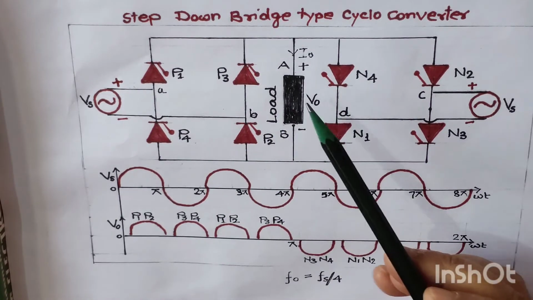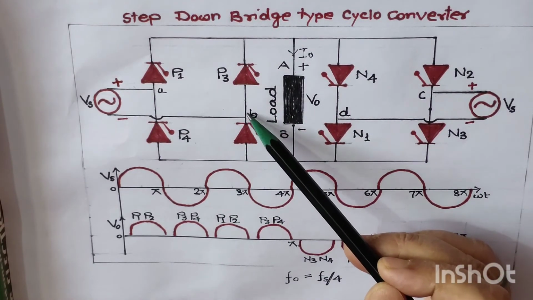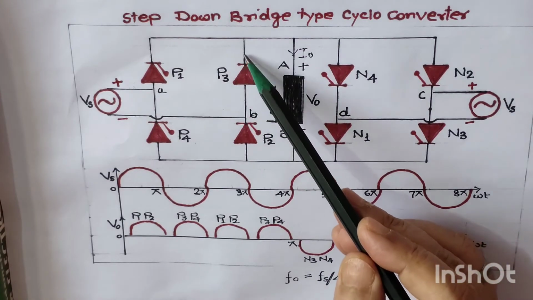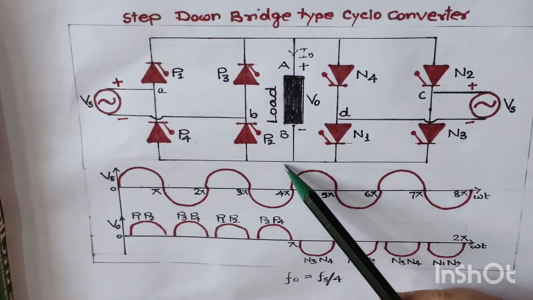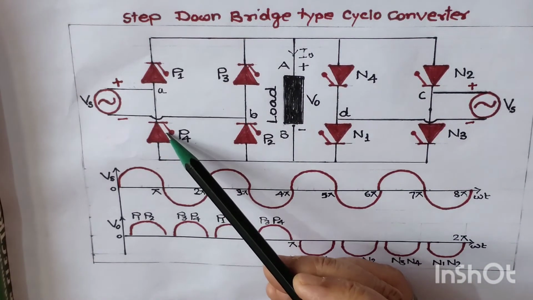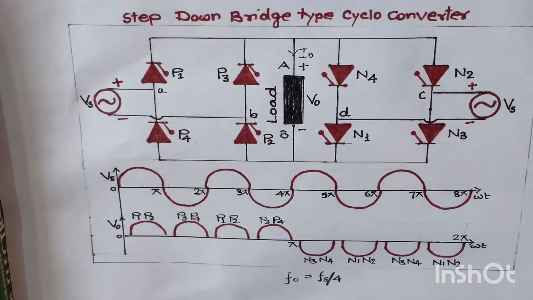So how will the supply current be traced? From point B, it will flow through thyristor P3, it will come back towards the load, and from point B, it will move towards thyristor P4, then go back to negative. It means we have received a positive polarity output voltage between an angle 3 pi to 4 pi when thyristor P3 and P4 are conducting.